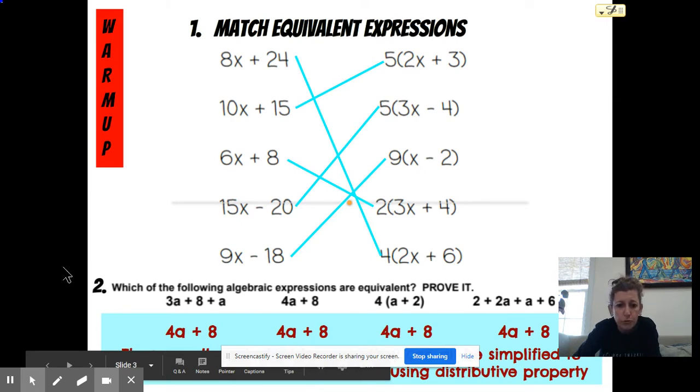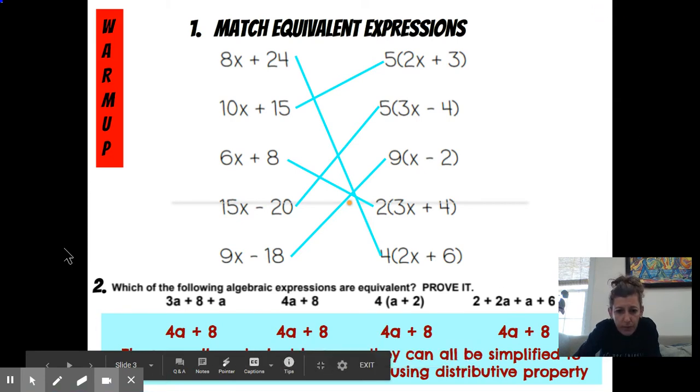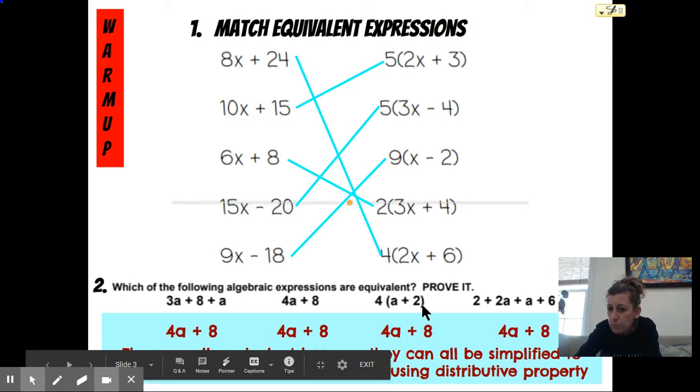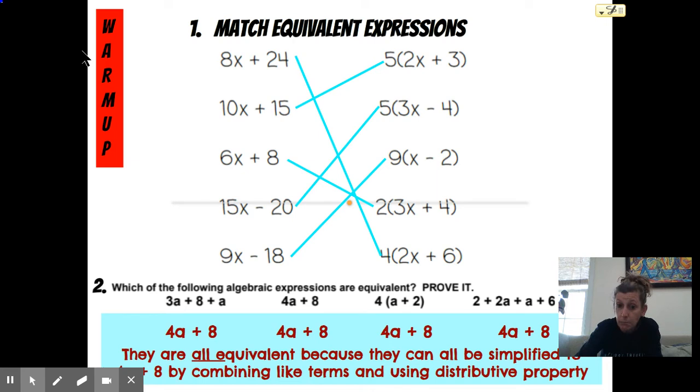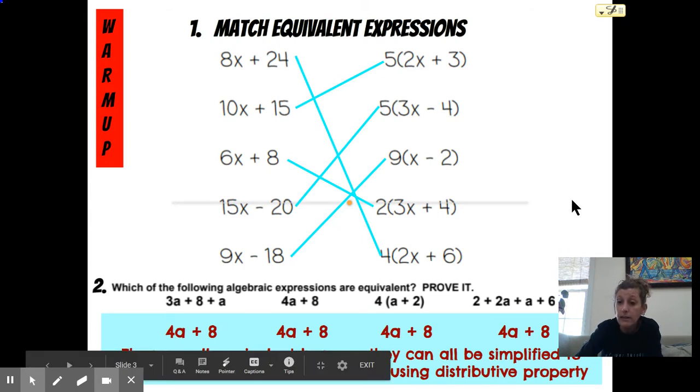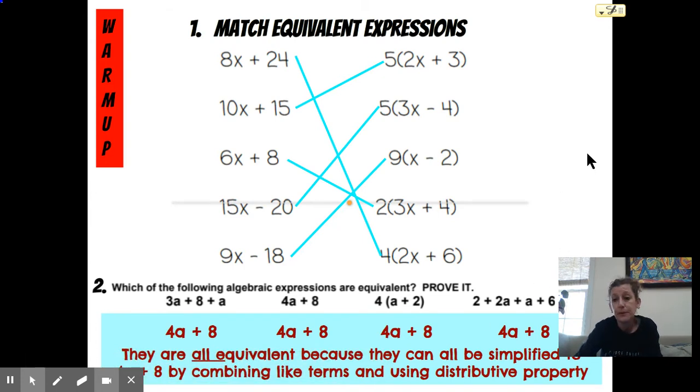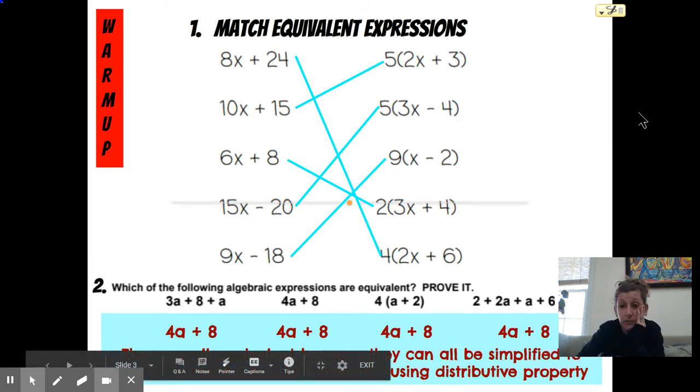With number two, when we put them all together, some of them we use the distributive property for. Some of them we combined like terms, but when you look at all of them, they all can be simplified to the same thing, 4a plus 8, by combining like terms and using the distributive property. So in fact, all of these algebraic expressions are equivalent, okay? So today we're going to use both the distributive property and combining like terms.